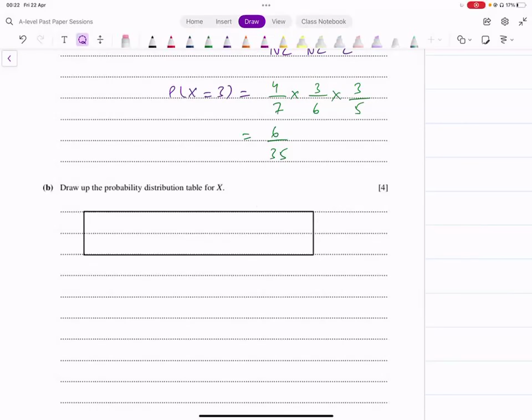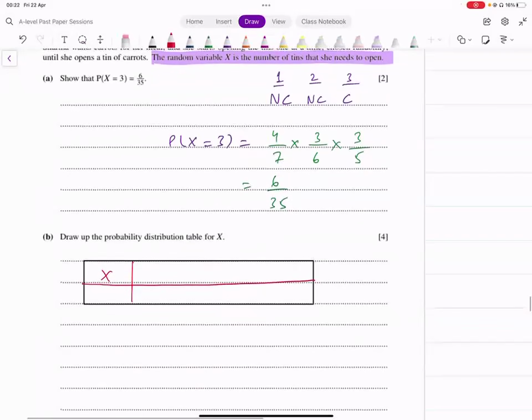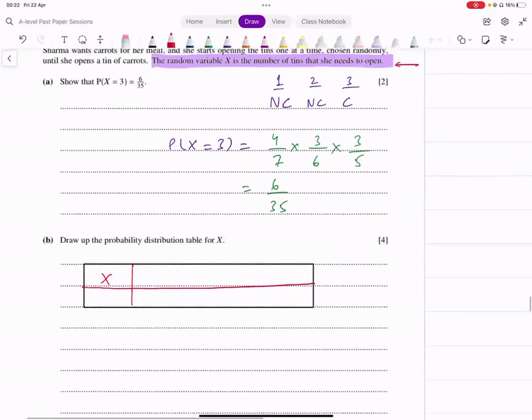And now we need to think about what values of x do we have possible. X के क्या-क्या values हो सकते हैं? X क्या represent कर रहा है? Again, the number of tens that she needs to open to get a 10 of carats. हो सकता है उसको first time मिल जाए. X की एक value 1 हो सकती है. हो सकता है second time मिल जाए, third time मिल जाए, fourth time मिल जाए, fifth time मिल जाए, and then 6th and 7th as well.